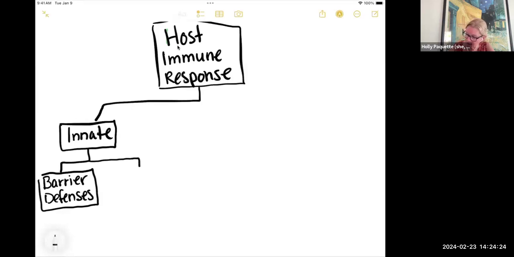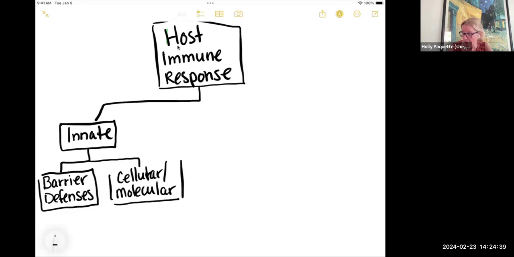The second line of defense, then, we were talking about cellular, which was the phagocytosis. And then we were talking about molecular. And that was things like cytokines, so interferon. It was also the complement cascade, and it included fever and inflammation. And that would have been the second line of defense. So we could say this is the first line, this is the second line.